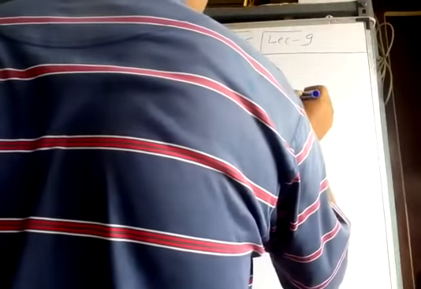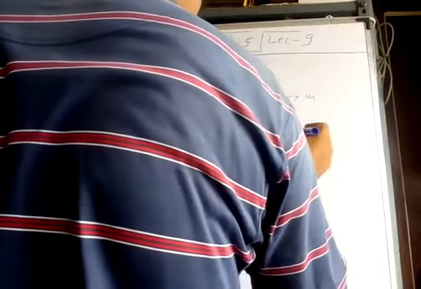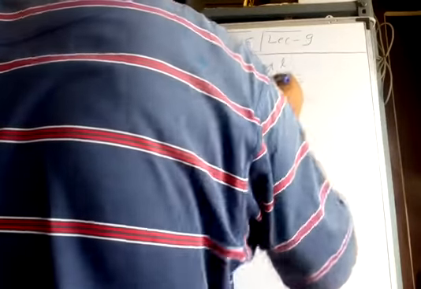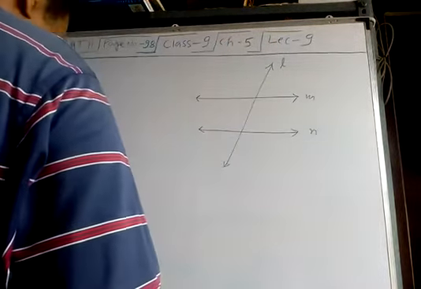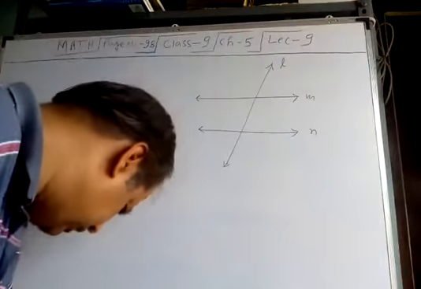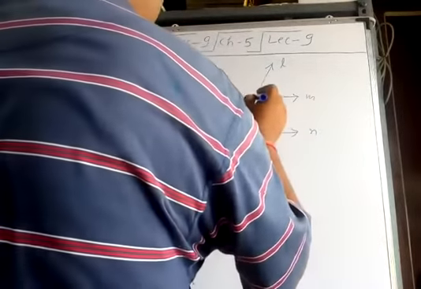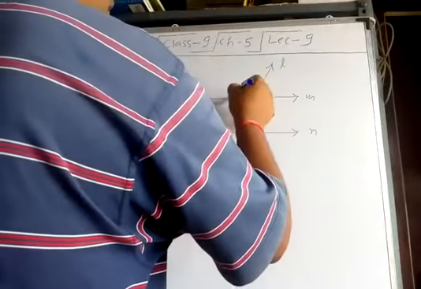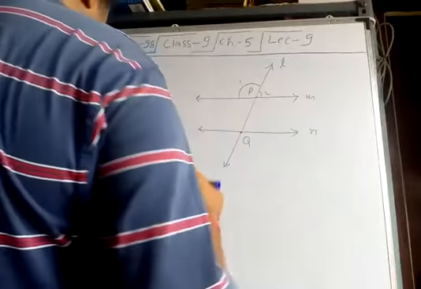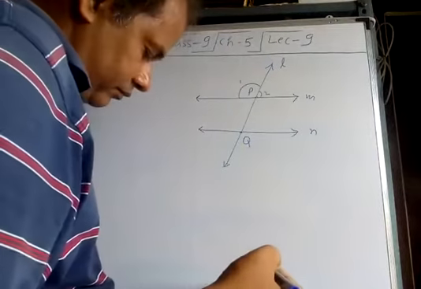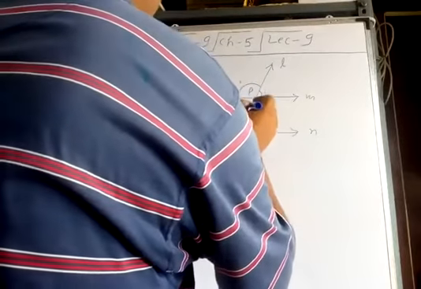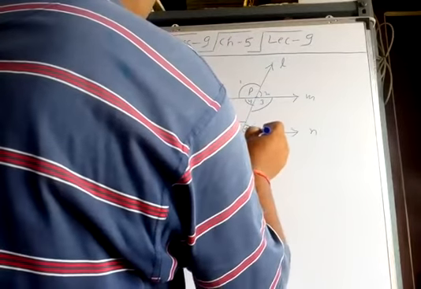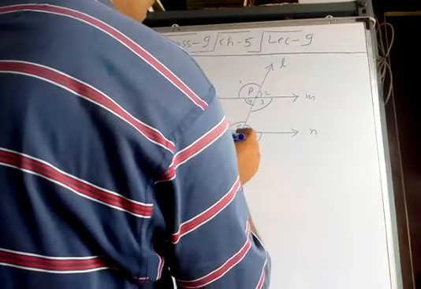Two lines are there. This is M and this is N. And this line L is intersecting both the lines M and N at P and Q. Here at P and here at Q. So the angles formed are angle 1, angle 2, angle 3, angle 4, angle 5, angle 6, angle 7, angle 8. So there are 8 angles.